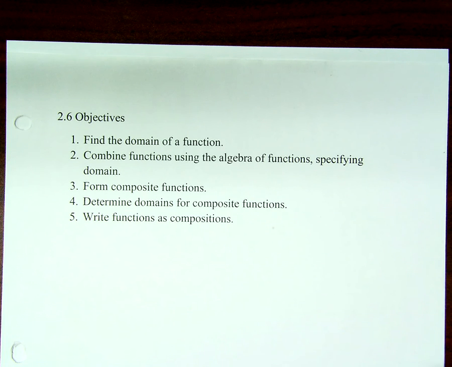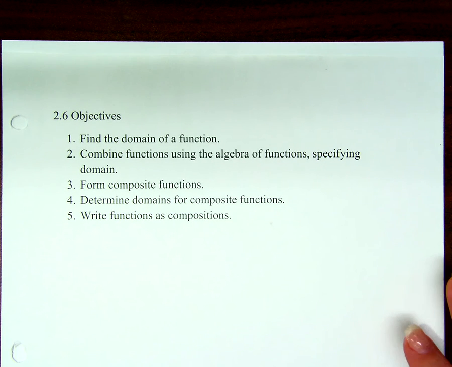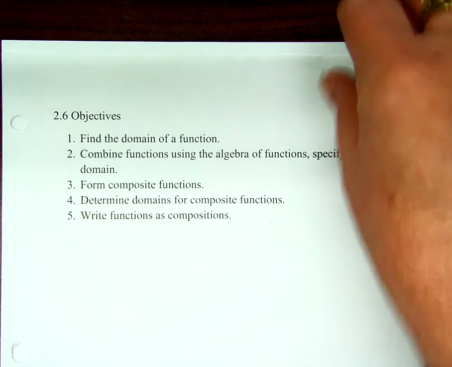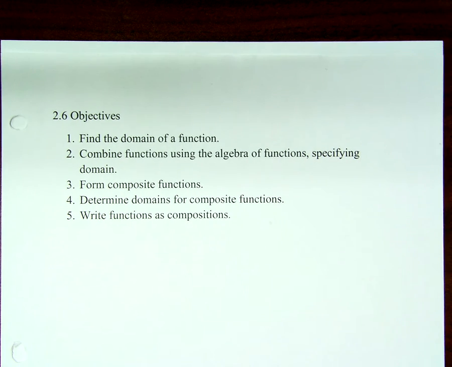Section 2.6 objectives. Find the domain of a function. Combine functions using the algebra of functions, specifying domain. Form composite functions. Determine domain for composite functions and write functions as compositions. Okay? So, let's talk about finding domain first.